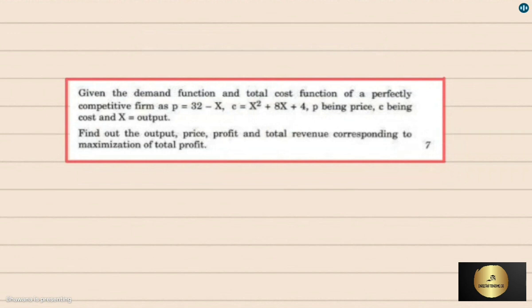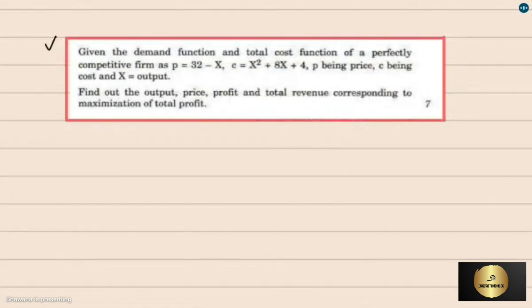In this video, we are going to solve a previous year question of Indian Economic Services, General Economics, Paper 1, from the theory of value. We have been given a demand function and a total cost function of a perfectly competitive firm, and you need to find out output, price, profit, and the total revenue corresponding to the maximization of total profit. So let's solve this question.